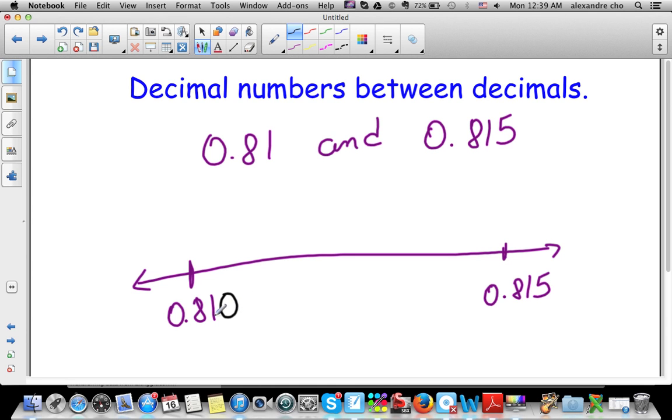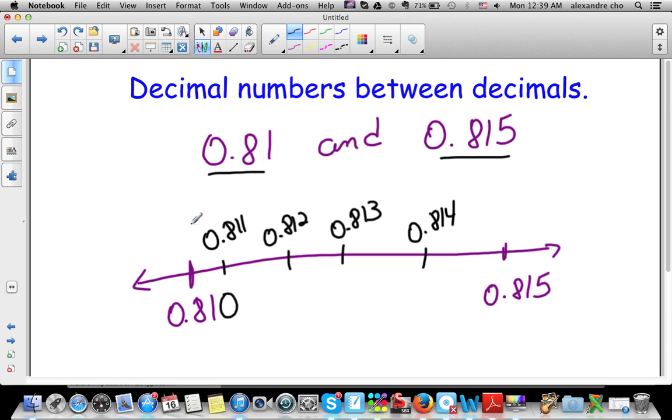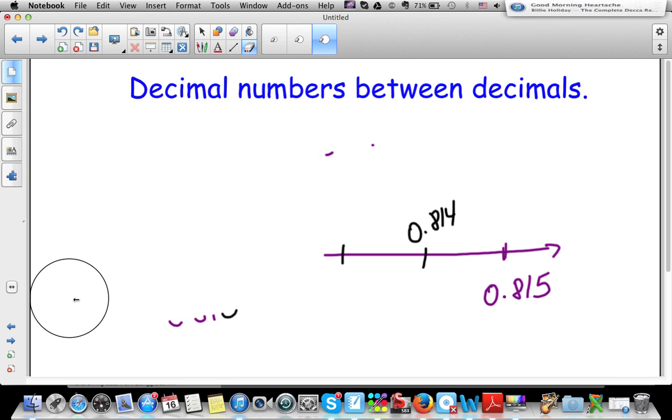So 0.810, 0.811, 0.812, 0.813, 0.814, boom, 0.815. So if I asked you to come up with 2 or 3 numbers between this guy and this guy, all these numbers in black would have been your right answer. Okay. We're still going to do one more, possibly 2 more.